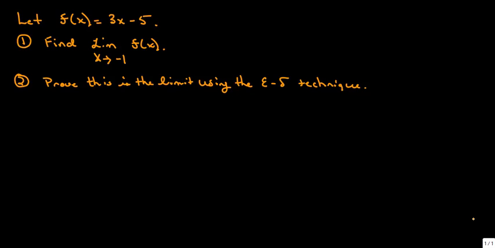Here we have a function f of x is equal to 3x minus 5. What we want to do is first find the limit as x approaches negative 1. Again, this is linear, so you can graph this out and take a look at what happens as x does go to negative 1. We can also use direct substitution, so if we plug this in, we have 3 times negative 1 minus 5, which is negative 8. So we believe that the limit, which we'll call L, is negative 8.